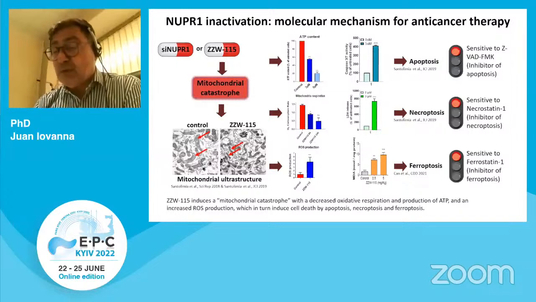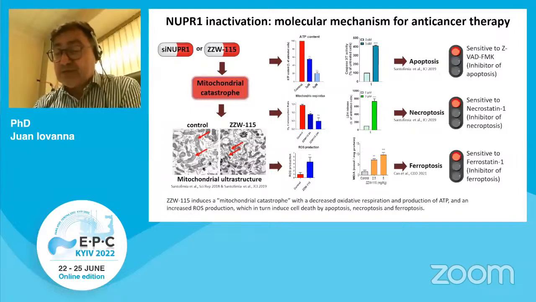Inactivation of NUPER1 by knocking it down or by using its pharmacological inhibitor ZZW115 induces a mitochondrial catastrophe. You can observe at the bottom left the ultrastructure of the normal mitochondria and the mitochondria after the treatment with ZZW115. As a consequence of the catastrophe, we observe a concomitant decrease in production of ATP, in the respiration of the mitochondria, and a strong production of ROS. As a consequence of these effects, cancer cells show strong activation of caspase and cell death by apoptosis, which is partially inhibited by the pan-caspase inhibitor ZVAD-FMK.